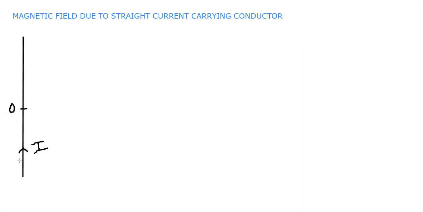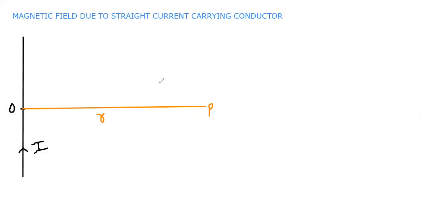As you can see, there's a straight conductor in which current I is flowing, and let me mark a point P at which the magnetic field has to be calculated because of this conductor. So P is the point at which the magnetic field is to be calculated. Now let us say the distance OP, the distance from O to P, is R. Fine. Now we have to do some construction.